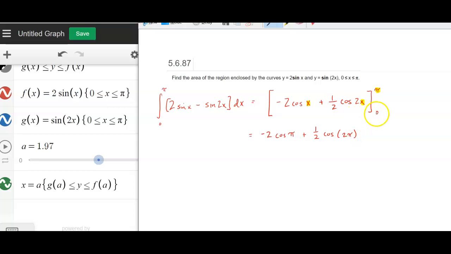All right, and then I subtract, plugging in the bottom number. So minus, I'll plug in the bottom number, I'll have negative 2 cosine of 0 plus 1/2 cosine of 2 times 0, which is still the cosine of 0. All right, look on the unit circle. Cosine is the x-coordinate of the point at pi radians. We've rotated all the way around to the negative side of the x-axis. Negative 1 is the x-coordinate. So the cosine of pi is negative 1.